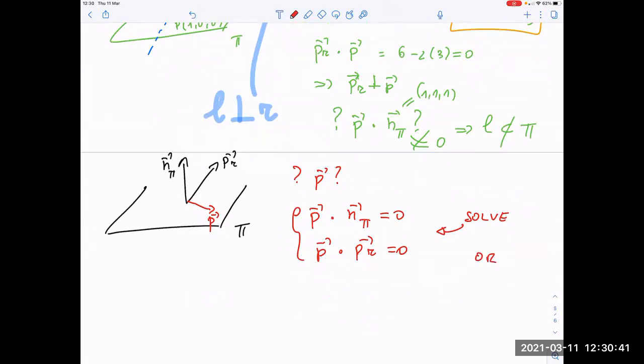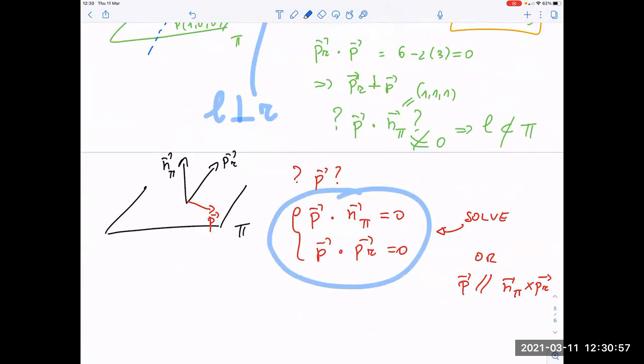Or realize that P is parallel to n pi cross PR. Very nice suggestion, Salvatore Lagrasta. So you can compute as you prefer, okay? I have a slight preference now about this because it's about reinforcing in you the idea that solving linear systems of equations is important, and it is what we are going to do over and over and over.